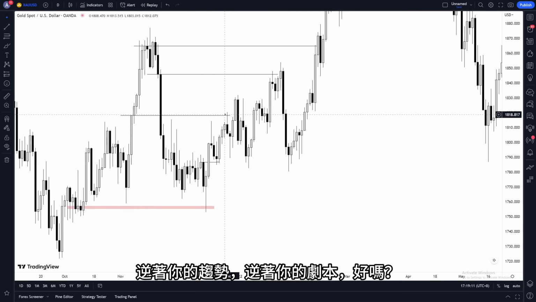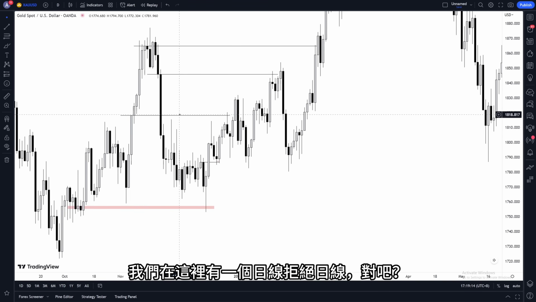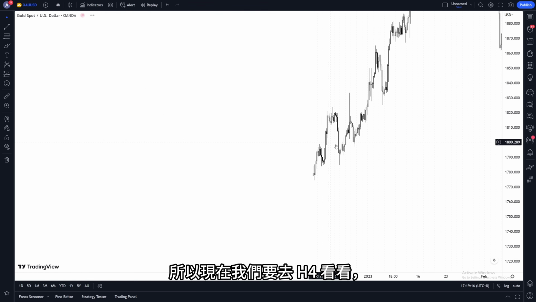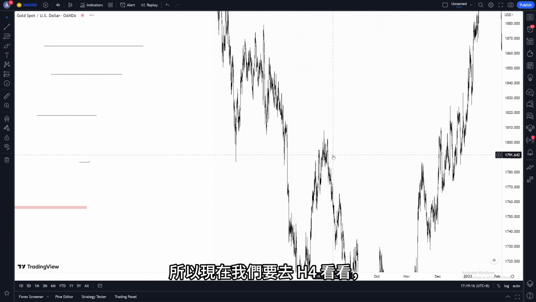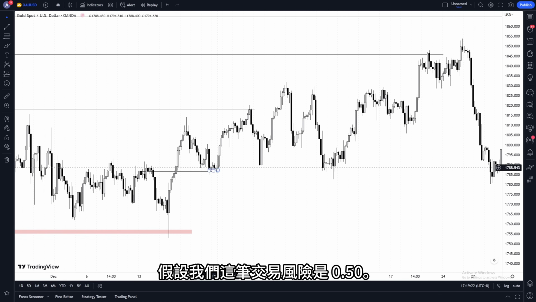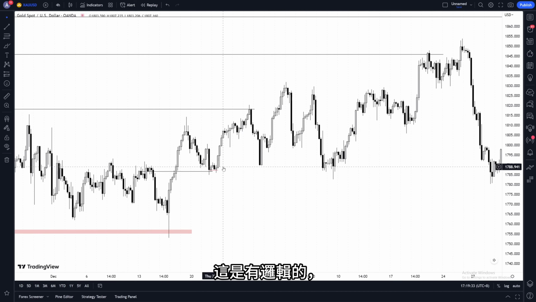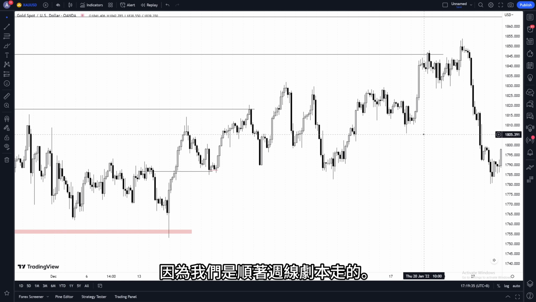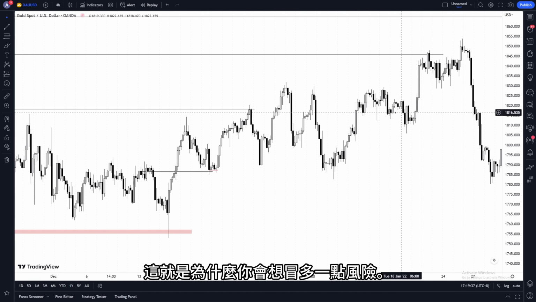Okay, so let's assume we have ourselves daily reject daily over here. Correct. So now we're going to go to like a H4. We would see if there's a little setup, and of course, right? Let's assume that we risked 0.50 on this. Why are we risking 0.50? Let's assume that that's a bigger portion of your account. So you're risking more for this. Why would you risk more? There's logic to it because we're riding with the weekly storyline. So that's why you would want to risk more.